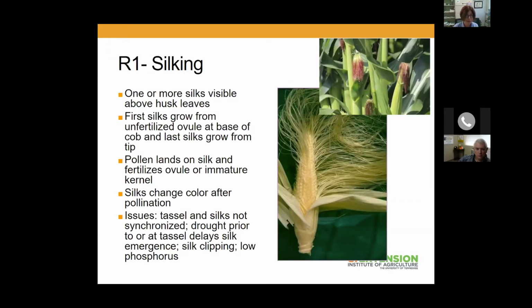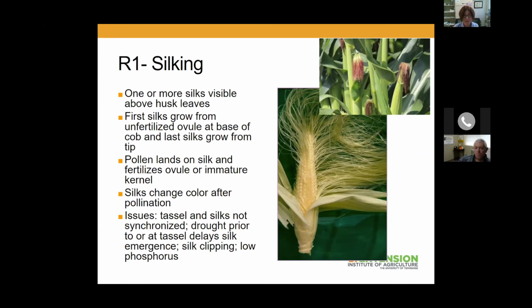So silking, again, reproduction starts with silking, and silks actually start growing before we see the tassel, because the plant is trying to sync pollen release and the emergence of the silks above those husk leaves. And so they do have to start growing before we see the tassel. That's why it's important to have good moisture conditions before tasseling.